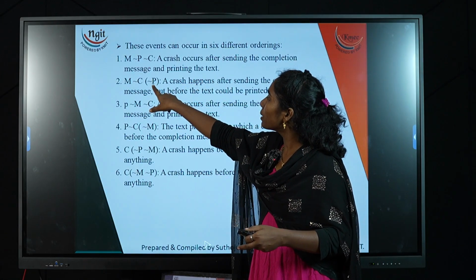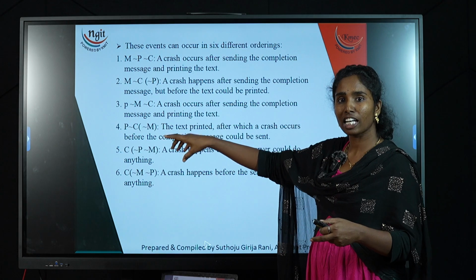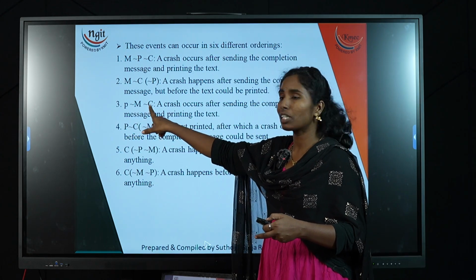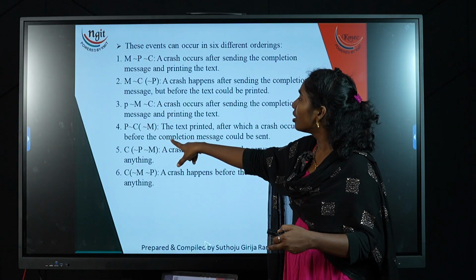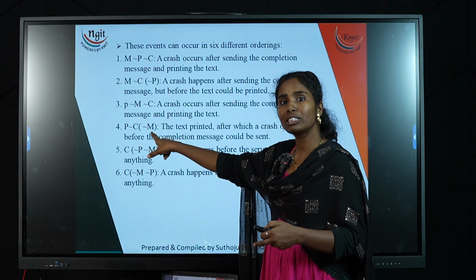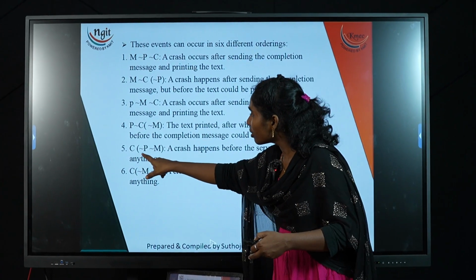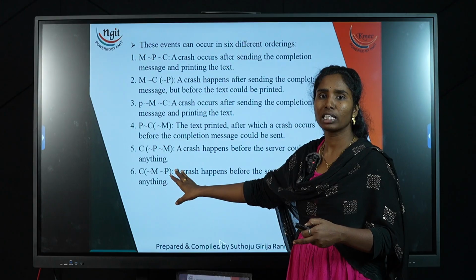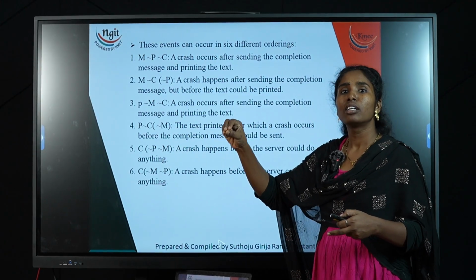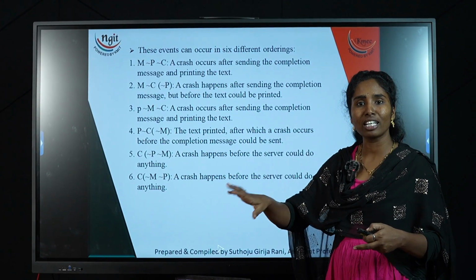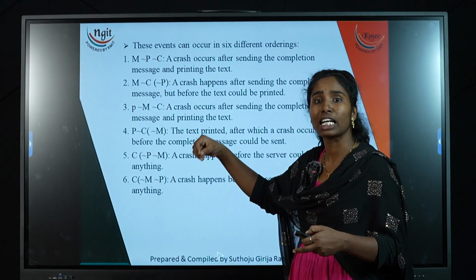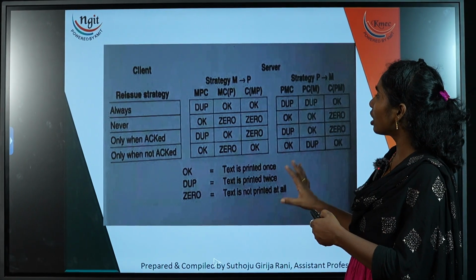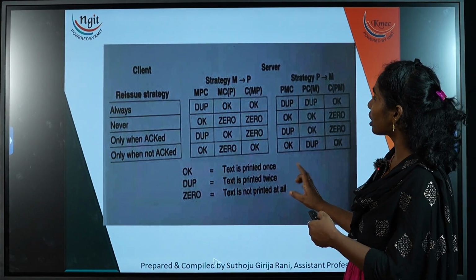Now this one is without printing; we have crashed in the system. This is without printing, where we have the complete message and the crash happens over there. Here, without having the complete message, we have the crash. Here, a crash happened before the server could do anything. So that may be anything: it has been a plain message or else a complete message which has been printed. Similarly for this one, the 6th one. So these are all the possibilities.